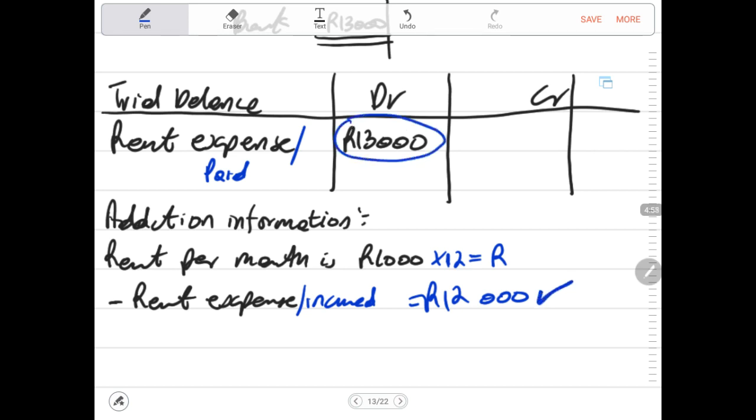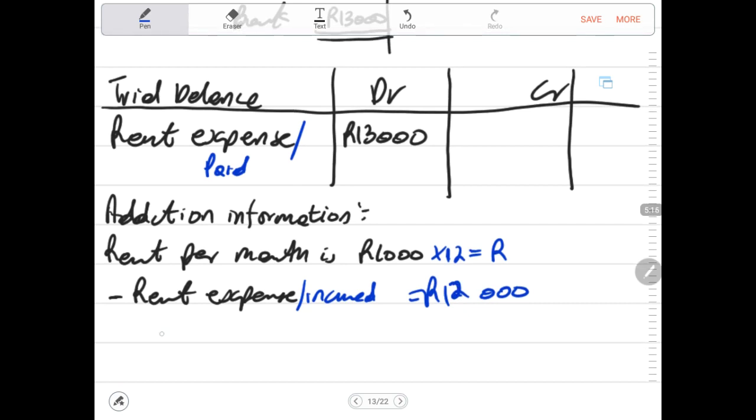But we have paid rent of how much? 13,000 rands. That means the rent that is reflected in our rent expense account is overstated in terms of the income statement. Now, in the income statement, meaning the statement of profit and loss, let me say statement of profit or loss. In the statement of profit or loss, we are going to record rent as the total amount of 12,000 rands.